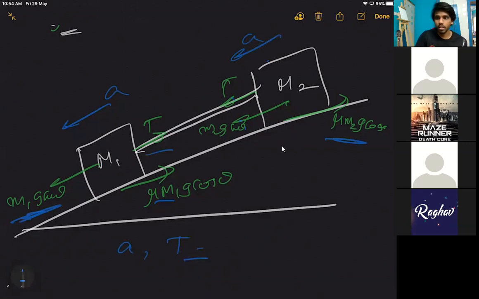Aditya Kumar, you have a doubt? Speak up. You can unmute. Yeah, hello, sir. Yeah, speak up. Sir, I want to ask that the mu value will be same at every point on the plane, sir. Yeah, it is same.